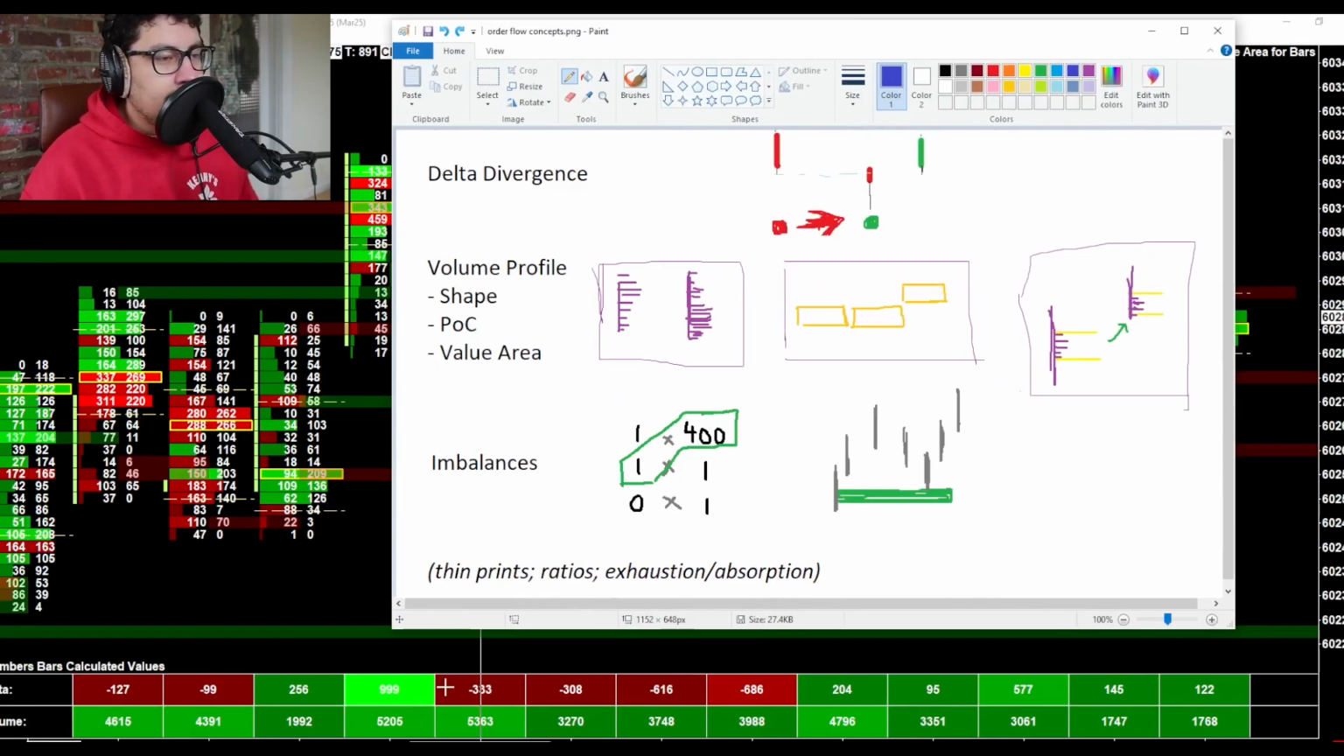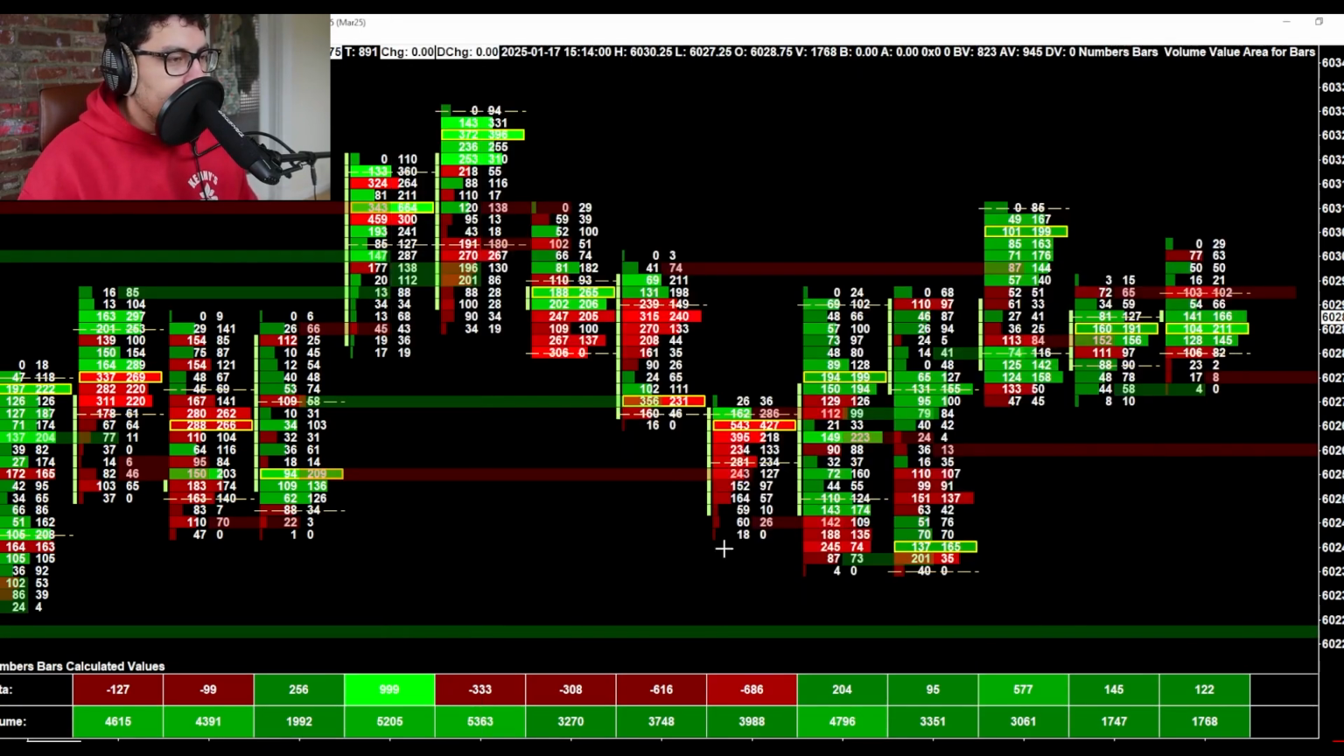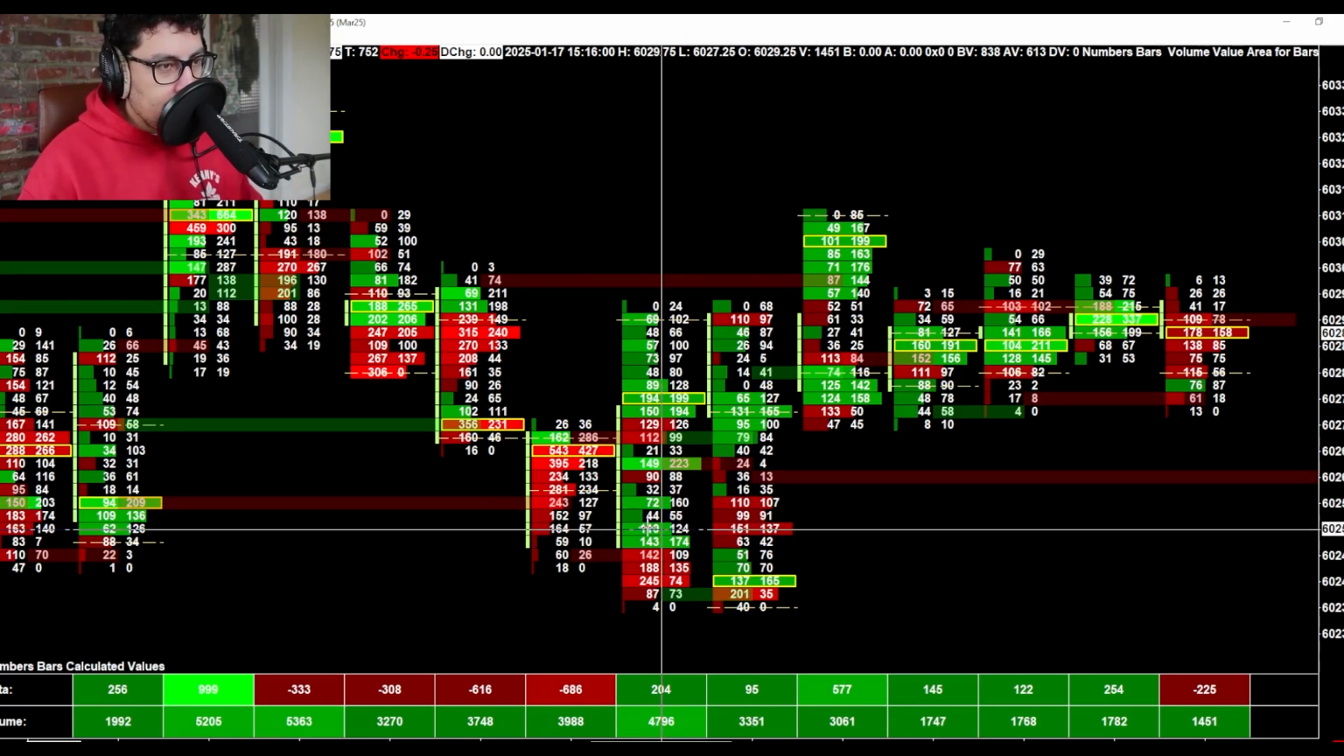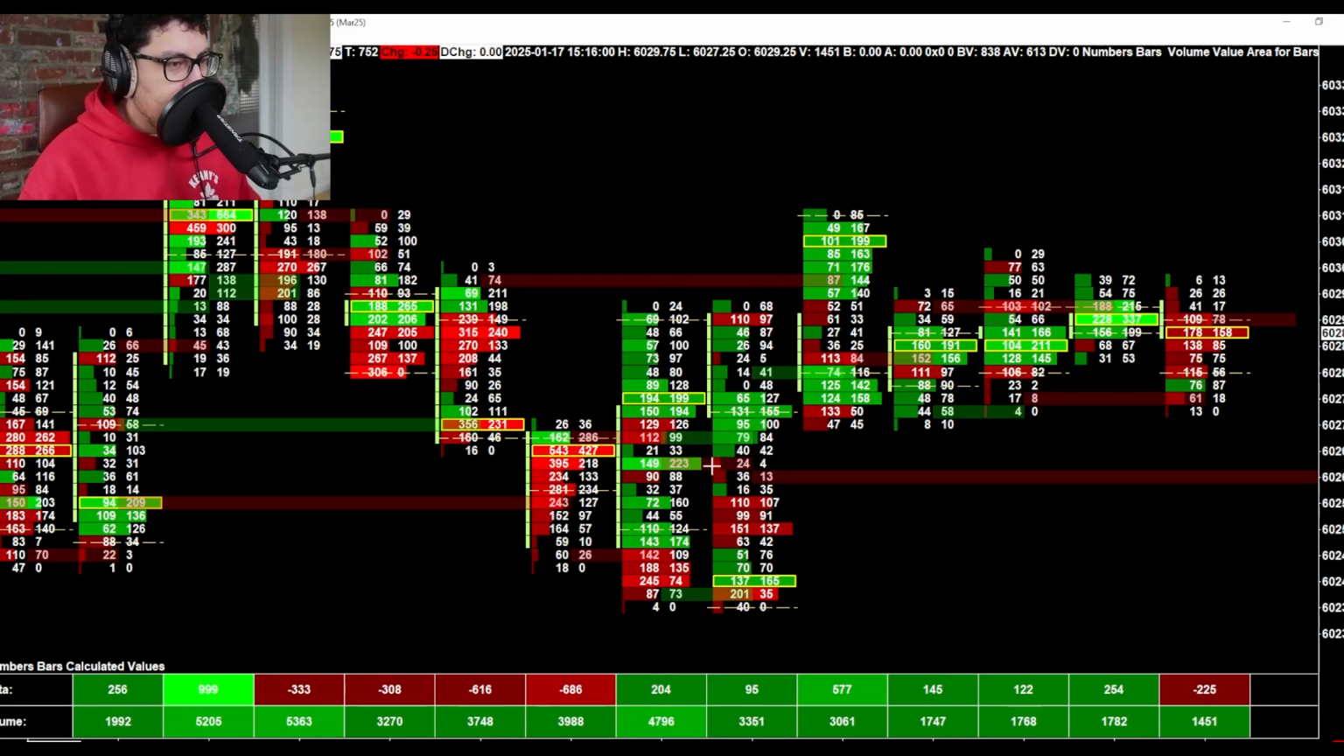A lot of people are familiar with delta. Delta is the cumulative measure of buyers versus sellers inside of one of these bars. It's mapped out below each bar on this chart. So this bar had 204 delta. This bar had 94 delta.